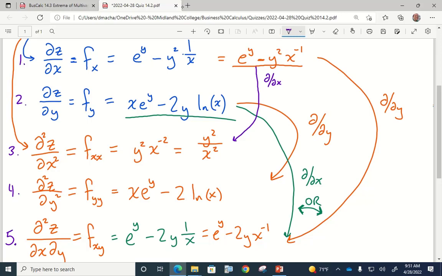For the second term, I have negative y squared, which is just a constant, times x to the -1 power. And my derivative power rule would tell me that x to the -1 power becomes -1 times x to the -2 power. Because in the derivative power rule, you subtract 1 from the exponent, and you multiply by the old exponent, in this case -1.